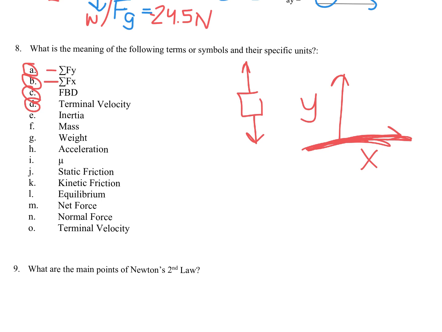Terminal velocity. Remember, terminal velocity means that an object is falling at a constant velocity. And at terminal velocity, when you're falling, it means the force of gravity and air resistance are equal to each other. Why? Because they have to cancel out the net force so that you can't accelerate. So air resistance is equal to your force of gravity. That's why you don't speed up.